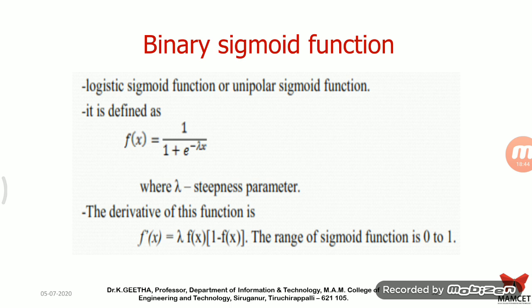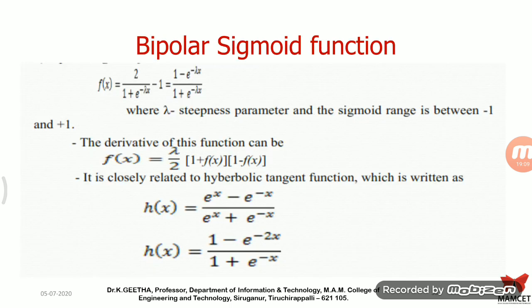The binary sigmoid function is the logistic sigmoid function or unipolar sigmoid function, which is defined by f(x) = 1 / (1 + e^(-λx)), where λ is the steepness parameter. The derivative of this function is f'(x) = λ f(x)(1 - f(x)). The range of the sigmoid function is 0 to 1.